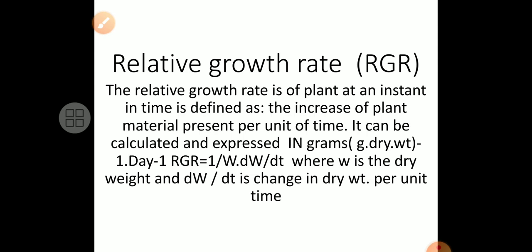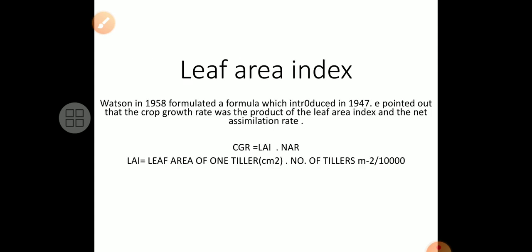In this, W is dry weight, dW divided by dt is the change in dry weight per unit time. That value we have to substitute and that would help us to calculate the relative growth rate of the plant. Now leaf area index.